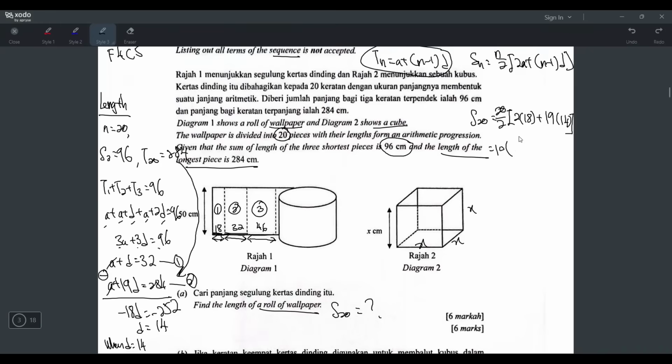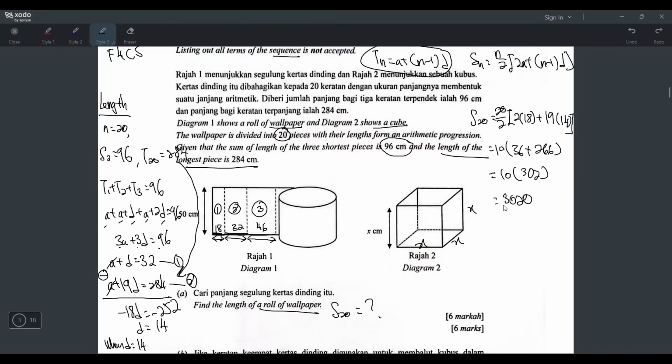20 divided by 2 is 10. 18 times 2 is 36. 19 times 14, that's going to be, I don't know, 19 times 14, 266. And then 266 plus 36 is 302. And then times 10, 3020.